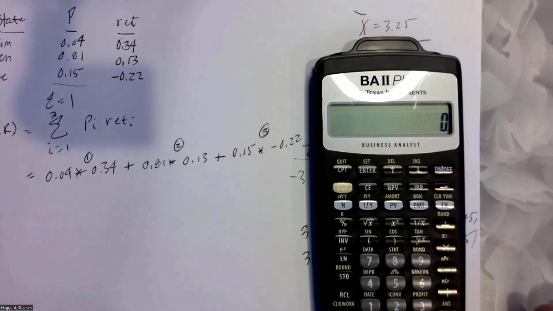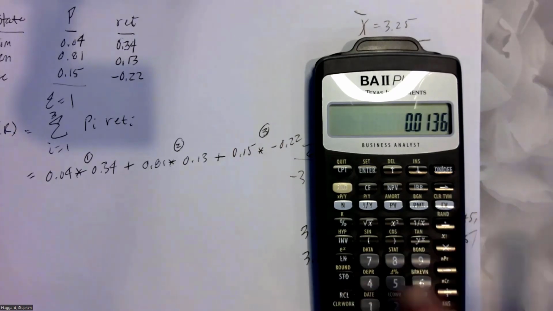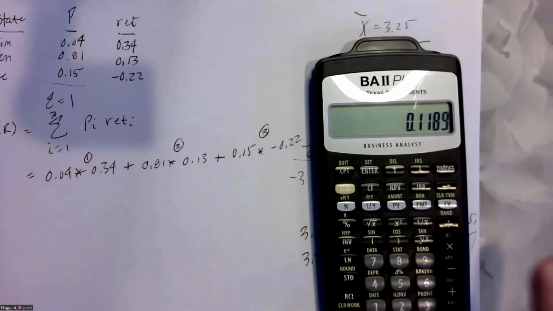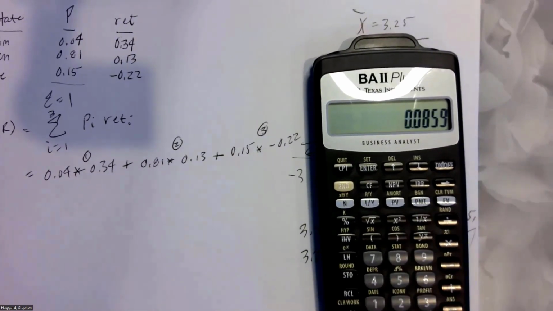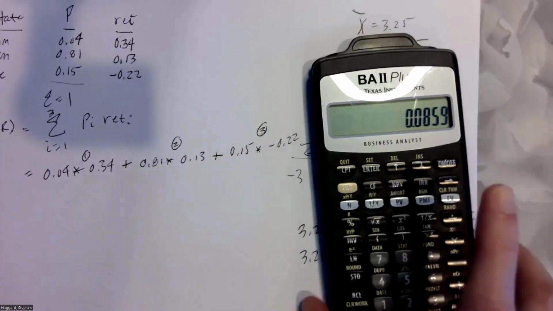Now, how am I going to get the sum of all those? Recall 1 plus recall 2 plus recall 3. I'm getting 0.0859. Is that what you're getting?